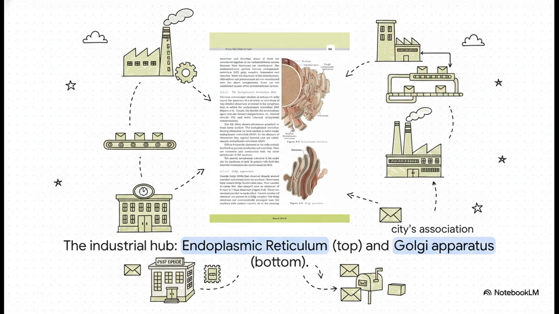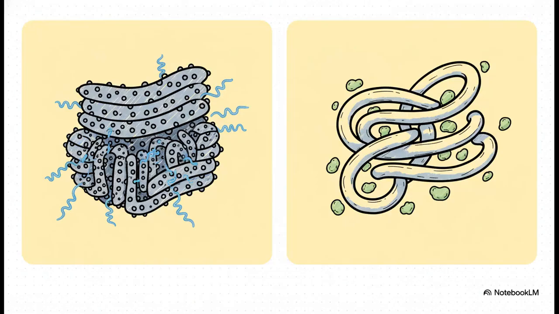The main players you need to know are the endoplasmic reticulum, we just call it the ER, and the Golgi apparatus. The best way to think of them is like the city's giant factory complex and its central post office, working hand in hand. Now, this ER factory comes in two models.